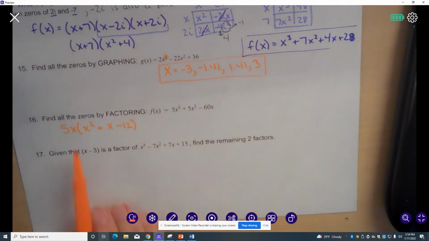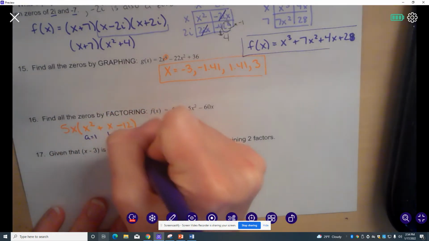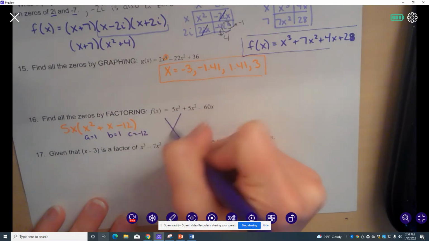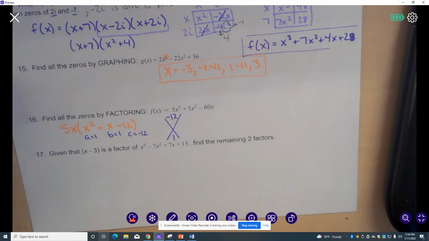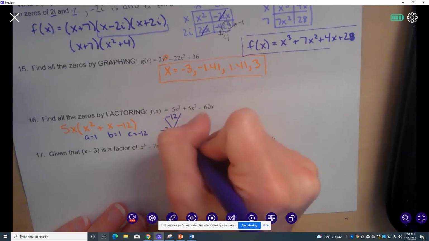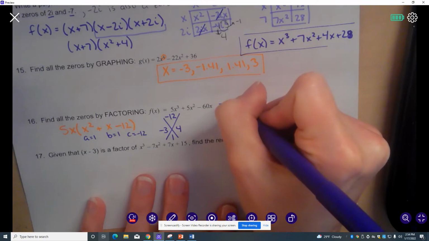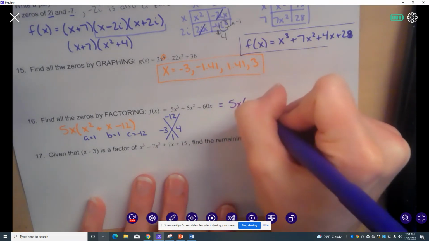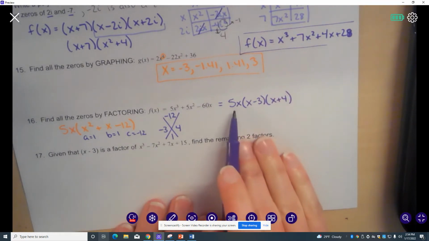Okay. So now I have to check to see if I can factor this any further. So I'll check using my Xbox method. A is 1, B is 1, and C is -12. Are there two numbers that multiply to get -12 and add to get 1? -3 and +4 work. So I'm going to rewrite this in fully factored form. This is the same thing as 5x times x minus 3 times x plus 4. Now these are the factors.